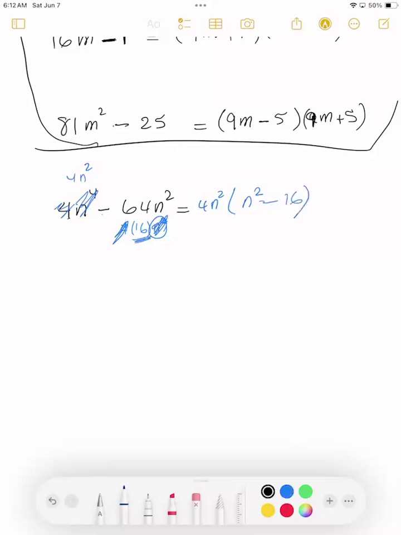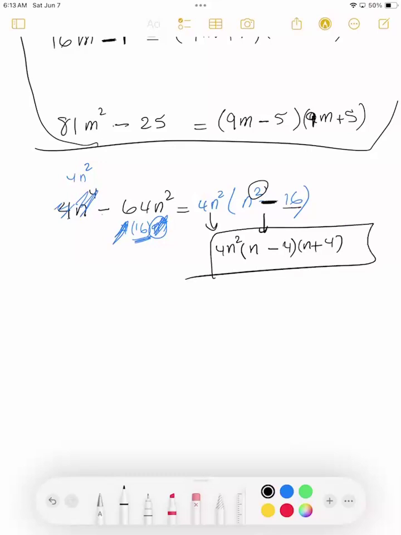But then n squared minus 16, I have a negative sign. This is even, and that is 16, which I know is a square root. So I can write this as n and n. Square root of 16 is 4 and 4. One gets negative, one gets positive, and I carry the 4n squared. So that is your answer. That is the answer to this problem.